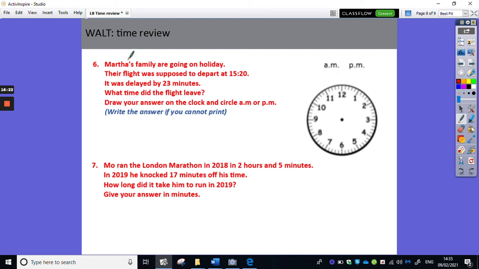So you need to work out the answer. So it left 23 minutes late. It was delayed, remember, which means it was going late. So it was 23 minutes after 15:20. So draw a number line if you need to, like we did in yesterday's lesson, or you can work it out in your head if you can do that. And then draw your answer or write your answer. So come back when you're ready to mark it.